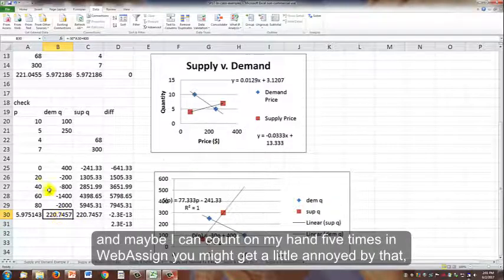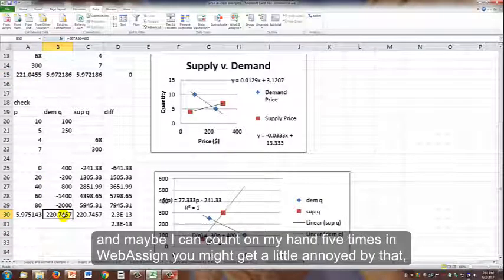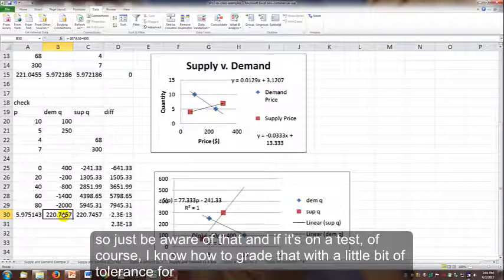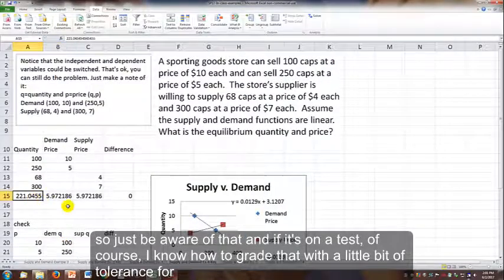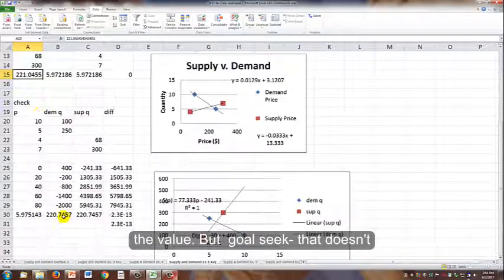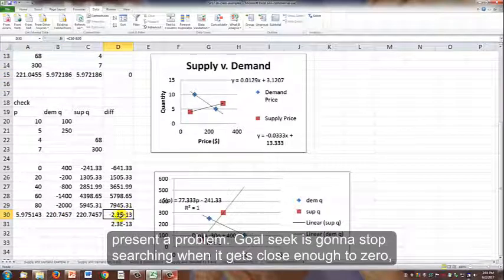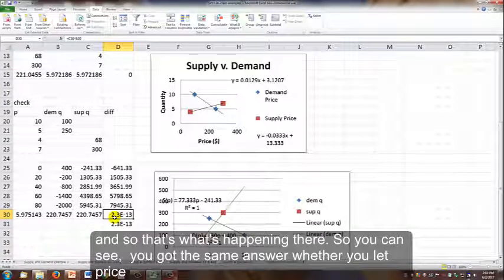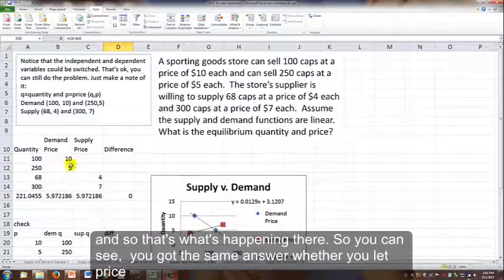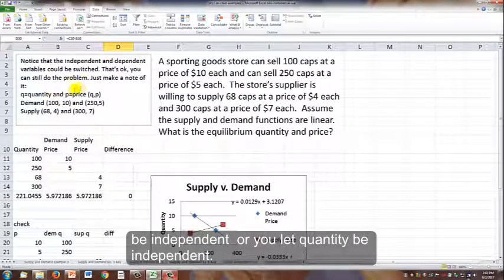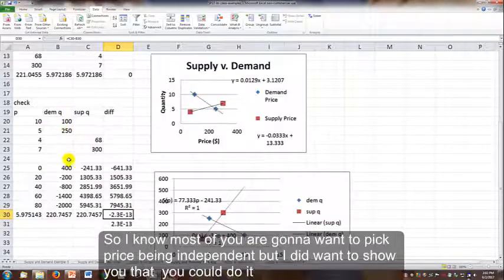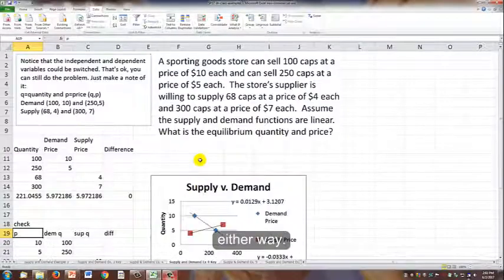So you're going to have goal seek issues where sometimes your answers are just a little bit off. And maybe I can count on my hand 5 times in WebAssign. You might get a little annoyed by that. So just be aware of that. And if it's on a test, of course, I know how to grade that with a little bit of tolerance for the value. But goal seek doesn't present a problem. Goal seek is going to stop searching when it gets close enough to 0. And so that's what's happening there. So you can see you got the same answer whether you let price be independent or you let quantity be independent. So I know most of you are going to want to pick price being independent, but I did want to show you that you could do it either way.